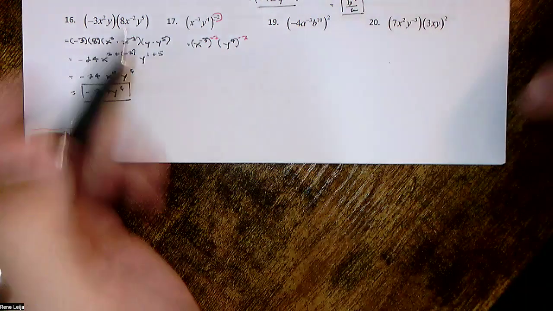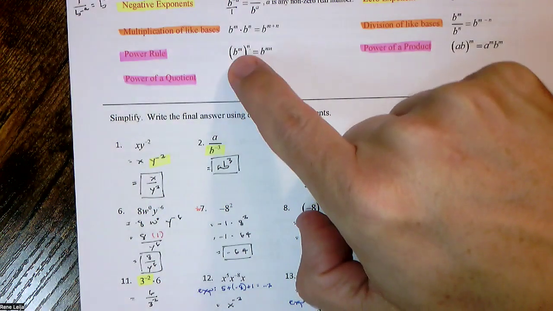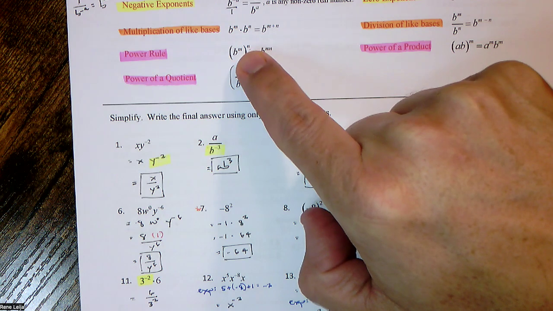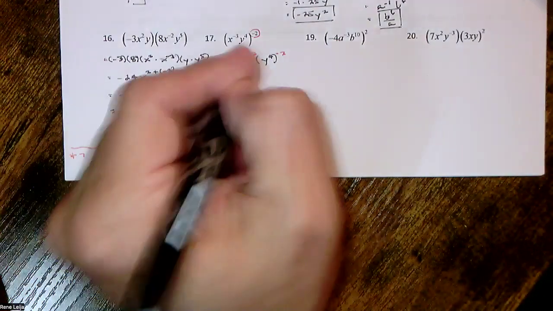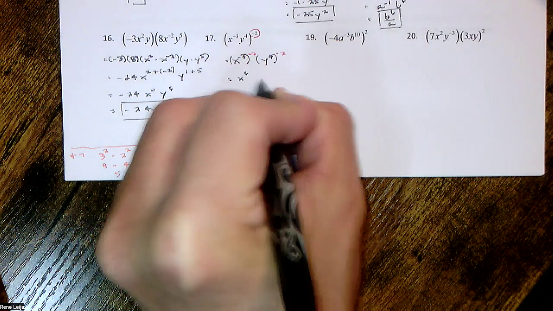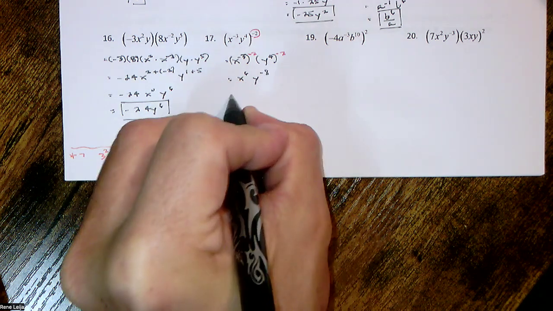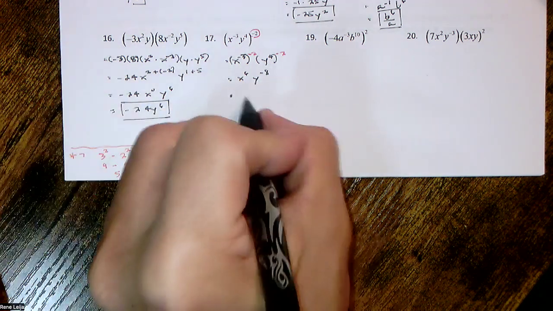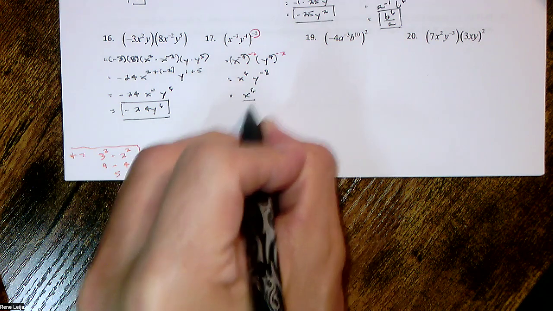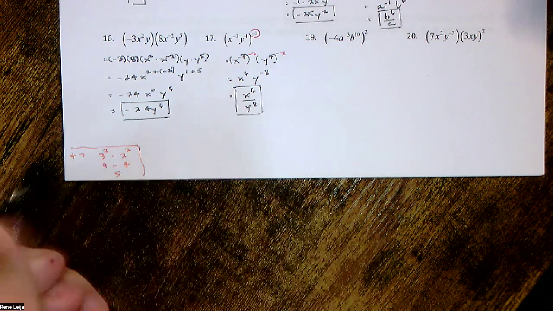Okay, now we're going to clean this up. Now we have to jump back to another rule, which is the first power rule, which says that when you have a power raised to another power, you multiply your exponents. Okay, so negative 3 times negative 2, well, that gives us a positive 6. And then 4 times negative 2, that's a negative 8. We have a negative exponent, and that's going to have to go down to the bottom. So x to the sixth over y to the eighth.